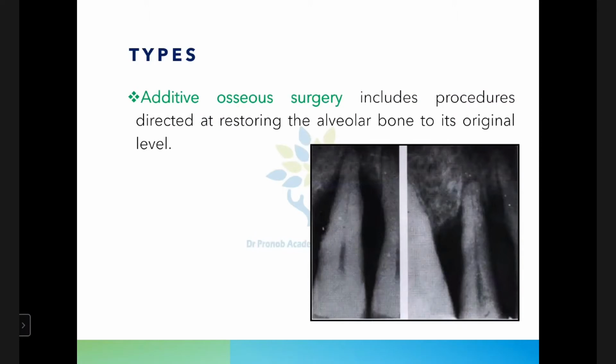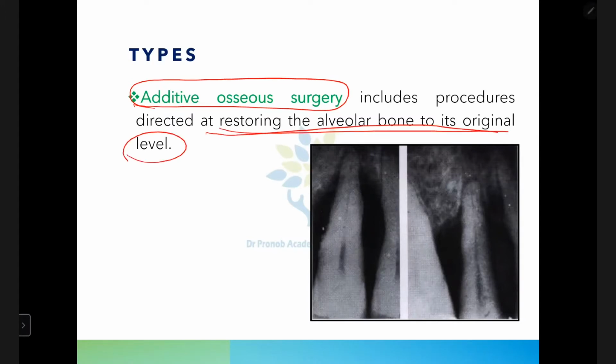Now in osseous surgery we have two types. It might be additive osseous surgery or it might be subtractive osseous surgery. Additive, as the name suggests, we are adding. So additive osseous surgery includes the procedures which are directed at restoring the alveolar bone to its original level. Alveolar bone is lost because of the periodontal disease, but what we are doing is trying to restore the alveolar bone. We are trying to restore the periodontal attachment apparatus, the attachment that is lost. So this is additive osseous surgery.